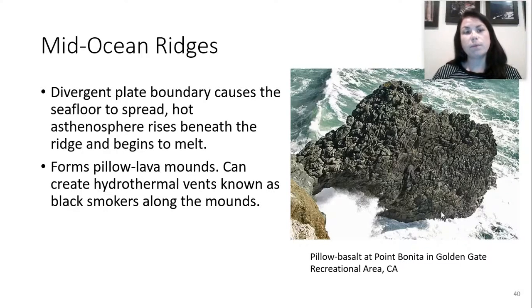We see volcanoes at mid-ocean ridges as well. And this is where we have a divergent plate boundary, which causes seafloor to spread. And this is where the asthenosphere rises beneath the ridge and begins to melt. And this can form things like pillow mounds and create hydrothermal vents, known as black smokers, along the mounds. So here's an example of pillow basalt at Golden Gate Recreational Area near the bay.